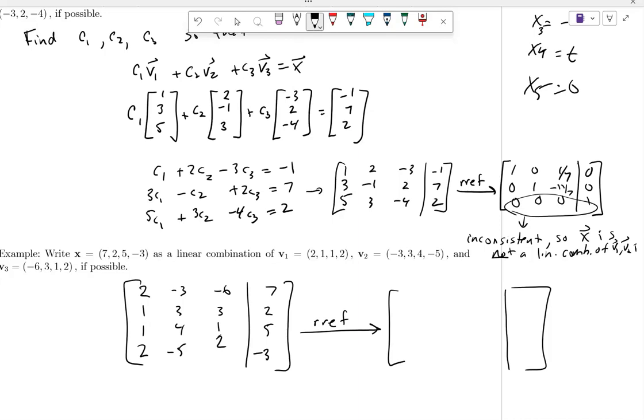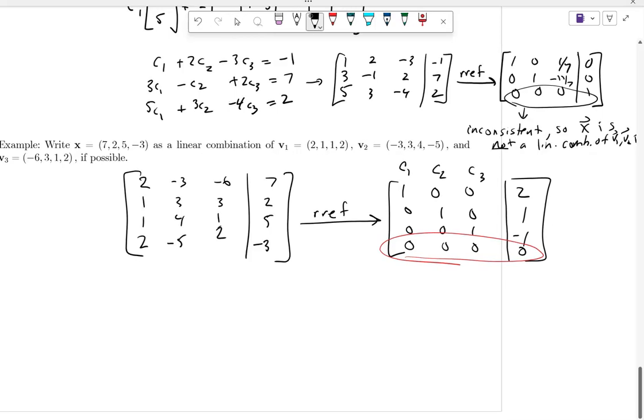1, 0, 0, 2. 0, 1, 0, 1. 0, 0, 1, -1. Then a row of zeros. Okay, good. Is that row of zeros causing us any problems here? No. Okay, remember again, these right here are referring to those constants that we would have, right? This would be your C1, your C2, your C3, right?